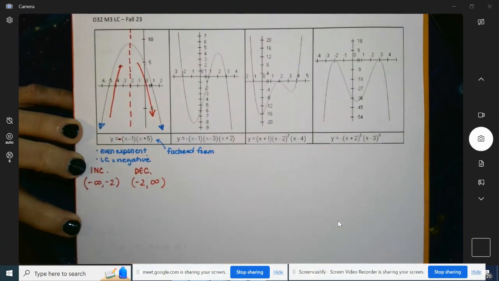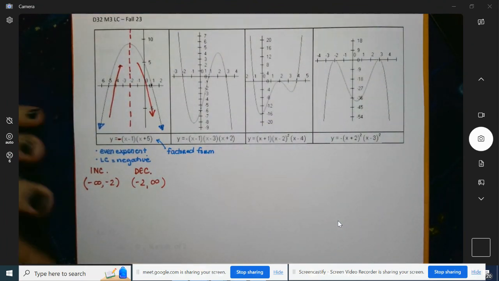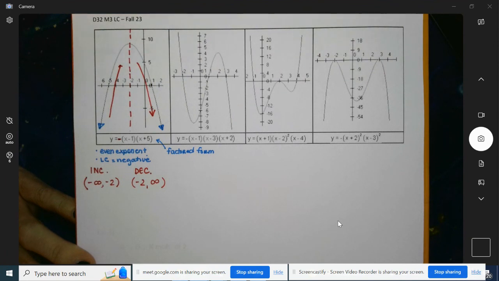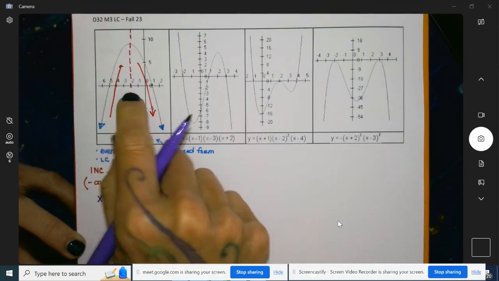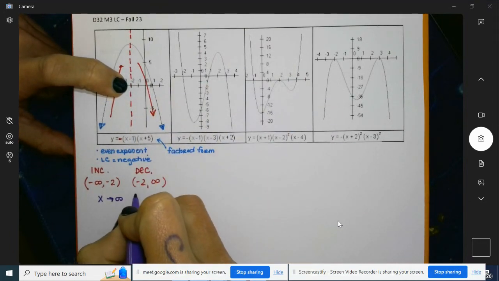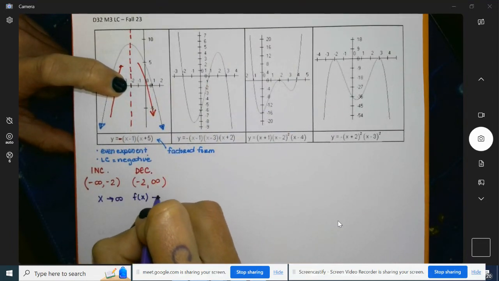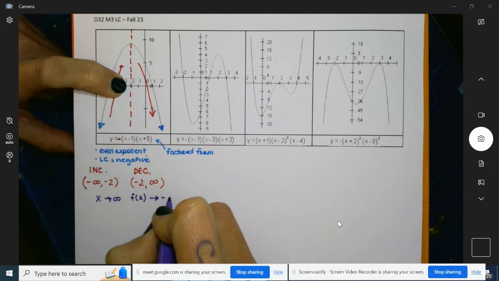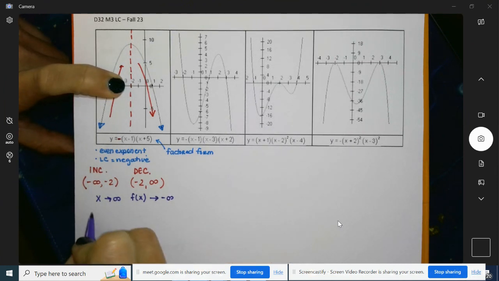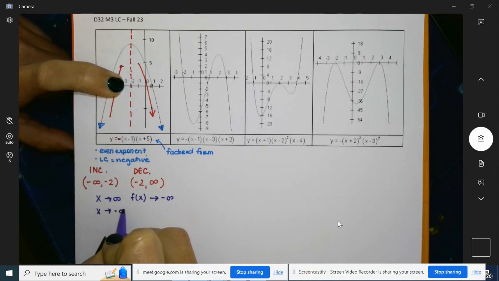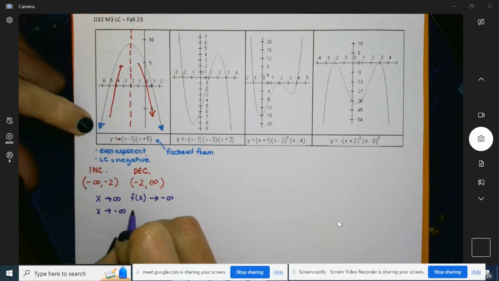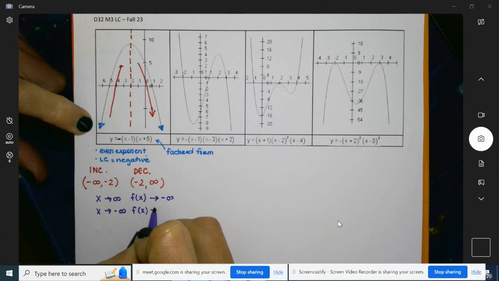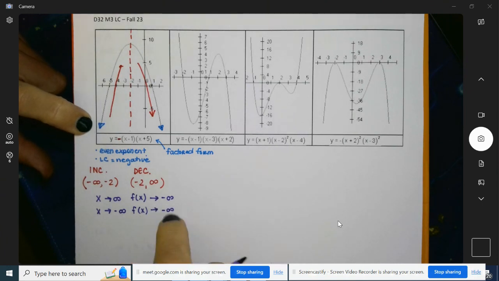Then to write the end behavior statement, that was the other thing I wanted to do on these. As x approaches positive infinity, that means as I look right, y, or f of x, is going to approach negative infinity, because that's at the end. As x approaches negative infinity, that means as I look left from like the origin over here, f of x or y is going to approach, again, negative infinity.